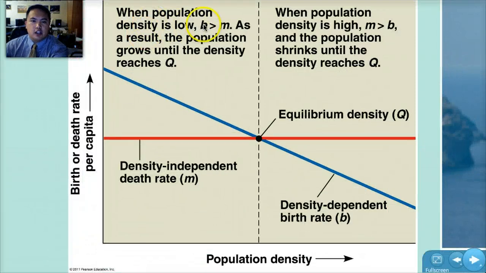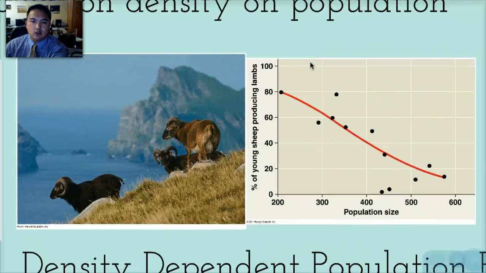When the population density is low, B is greater than M. So this is like some more variables. As a result, the population grows until the density reaches Q. So this is my density independent death rate, M. And here's my density dependent birth rate, B. As long as the density dependent birth rate is way higher than the death rate, the population grows. But once the population density is high, meaning that the density independent death rate is higher than the density dependent birth rate, the population is now going to shrink. So density plays a big role in whether the population lives or not, or grows really fast.